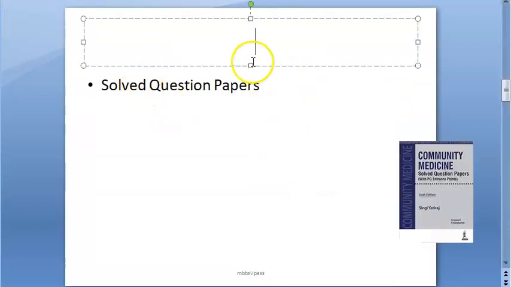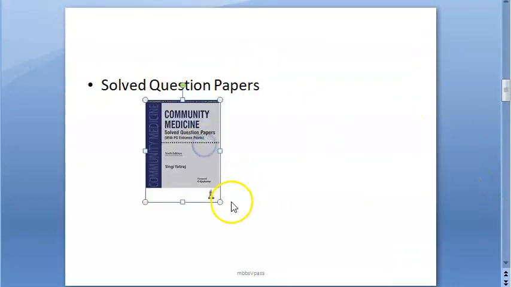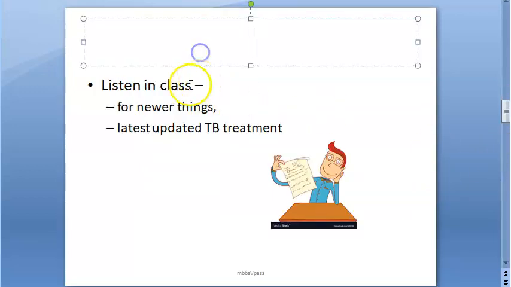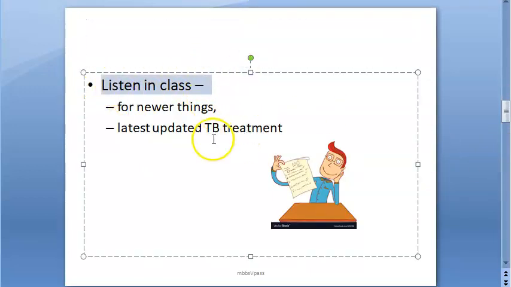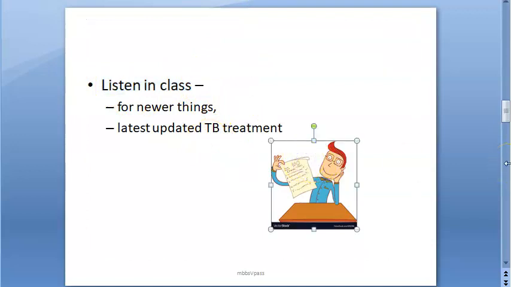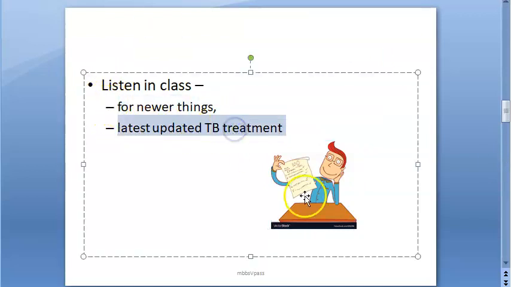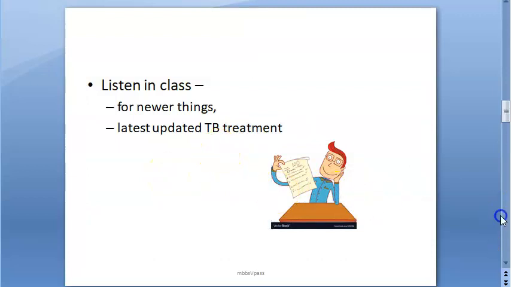Then coming to solved question papers. You get books like this which have the previous year question papers solved. Sometimes you can know how to approach the answer. Not very preferred. You can read the textbook with the question bank. Then listen in class, guys, because they will tell you things, and if you listen there, half of the thing is done. More than half of things are done there, right? You can know what is new. You can know the latest treatment, especially tuberculosis and all. Their treatment keeps on getting updated, isn't it? So you can know the important things by listening there.